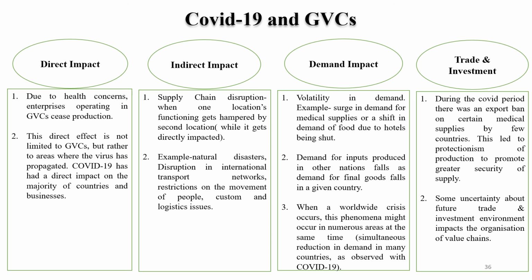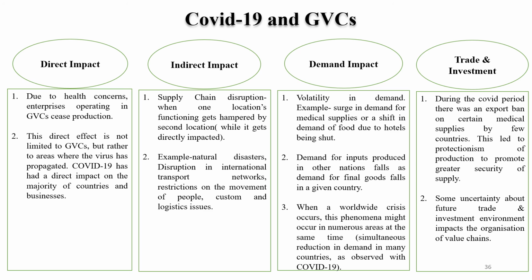So if one country is affected, then it is affecting the other country also because there are supply chain disruptions, right? So there could be an indirect impact because in the global value chain, if one major node is affected, the other nodes are also affected.